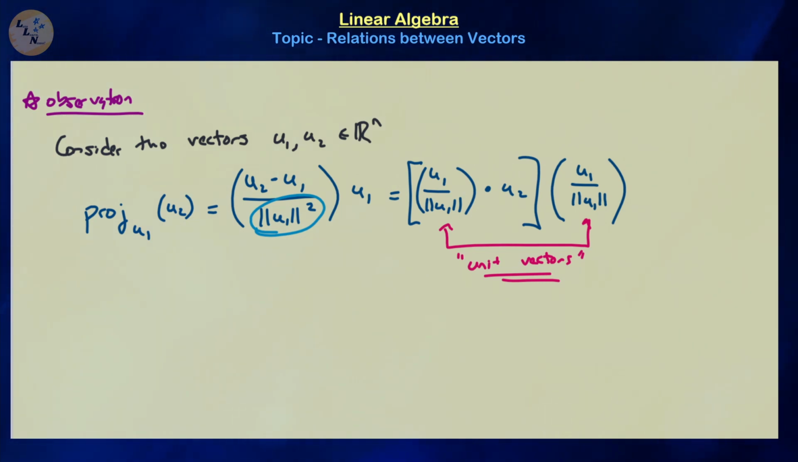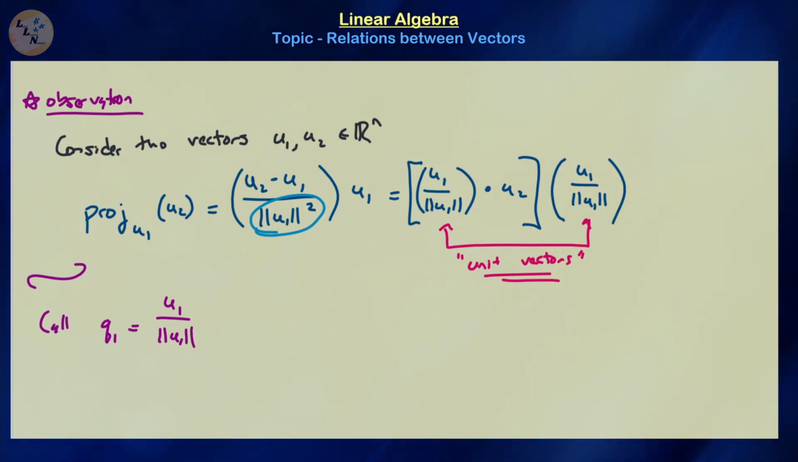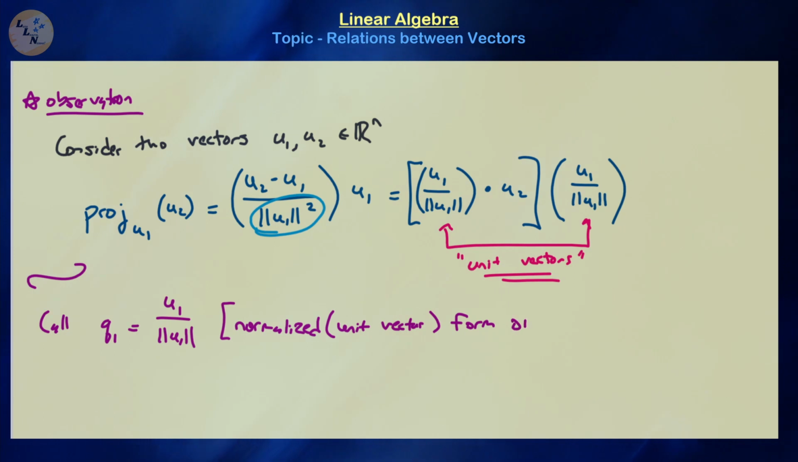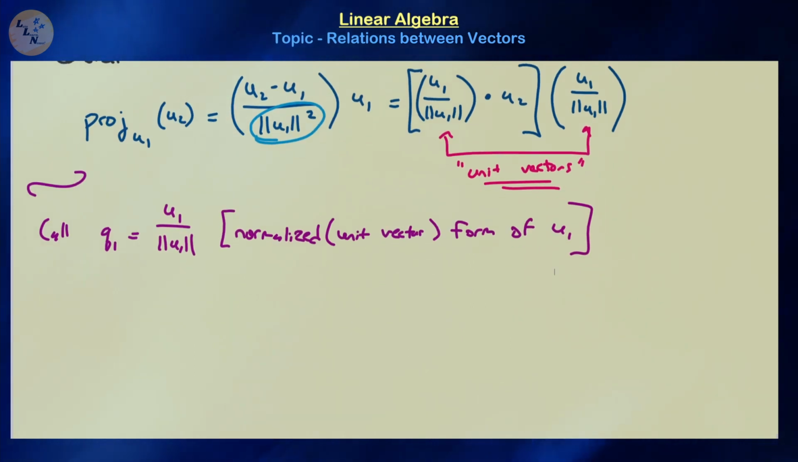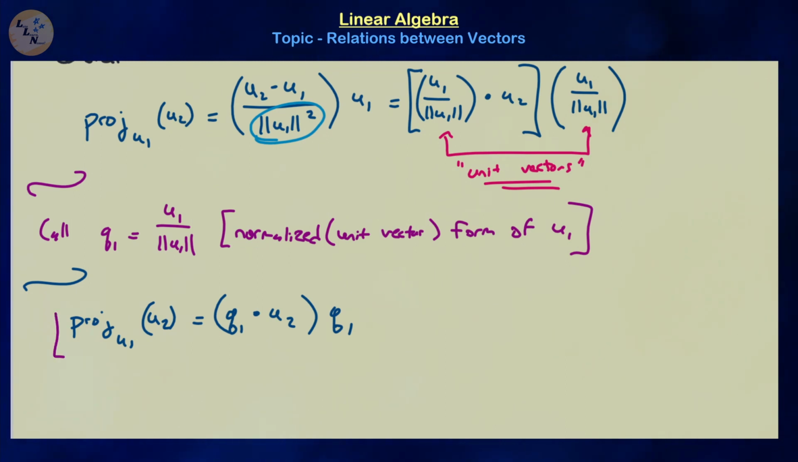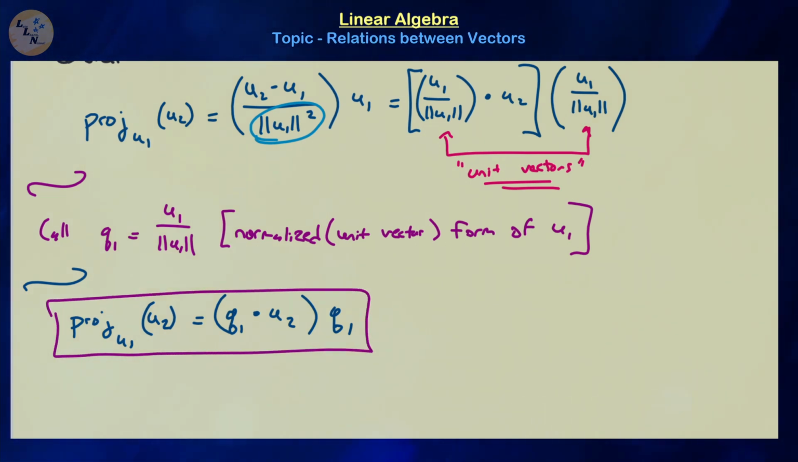So let's give that a special name. I'm going to call q1 equal to u1 divided by the norm of u1. Some people will refer to this as the normalized or unit vector form of u1. Once I write it like that, I can give this formula a nicer structure. That means the projection of u2 onto u1 is just equal to q1 dot product with u2 times q1. And doesn't that formula look so much better? Maybe, maybe not. It's up to you to decide that.